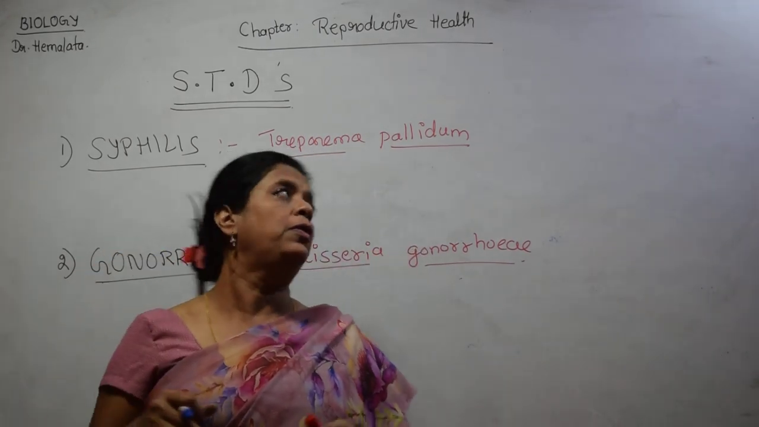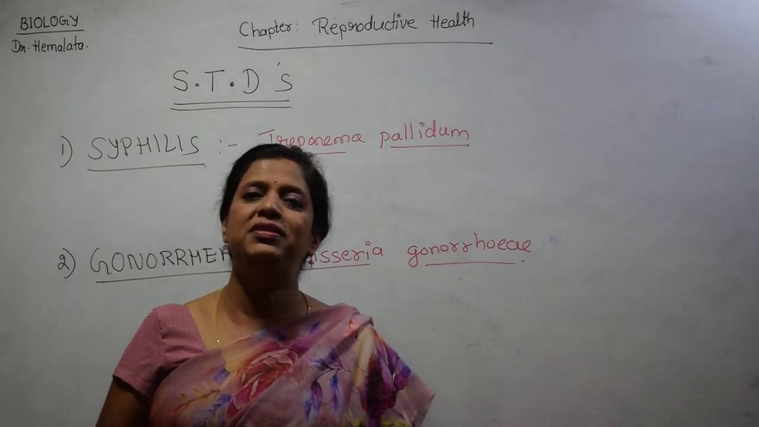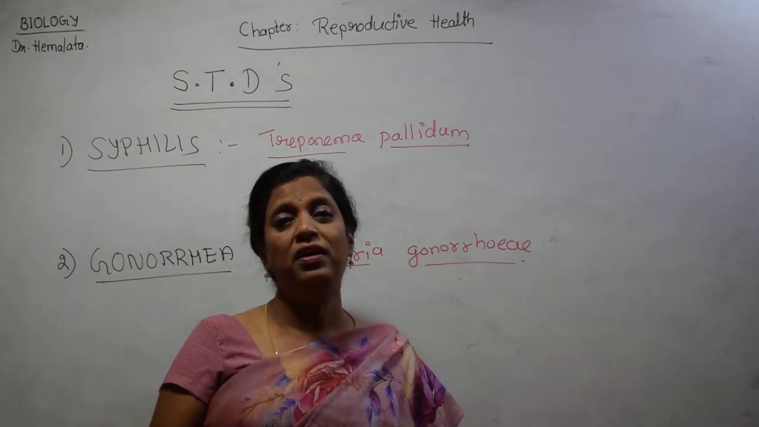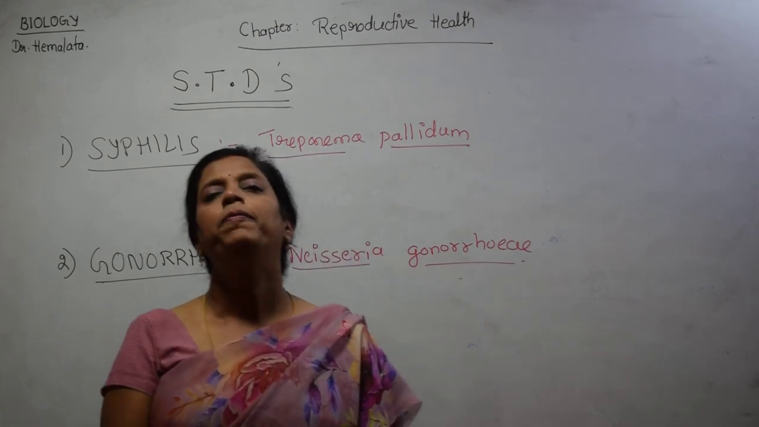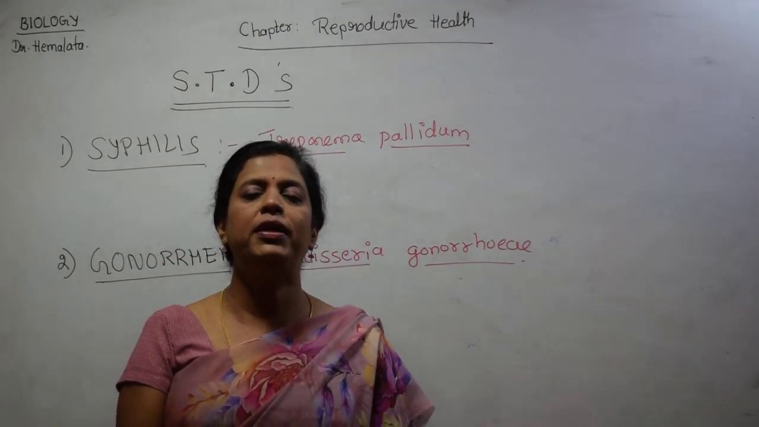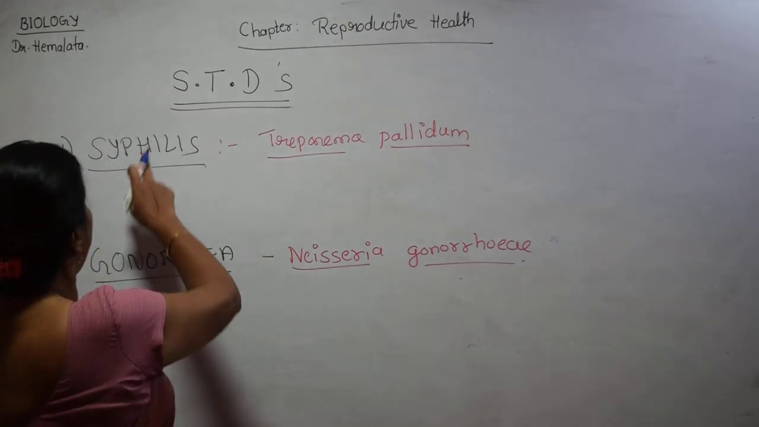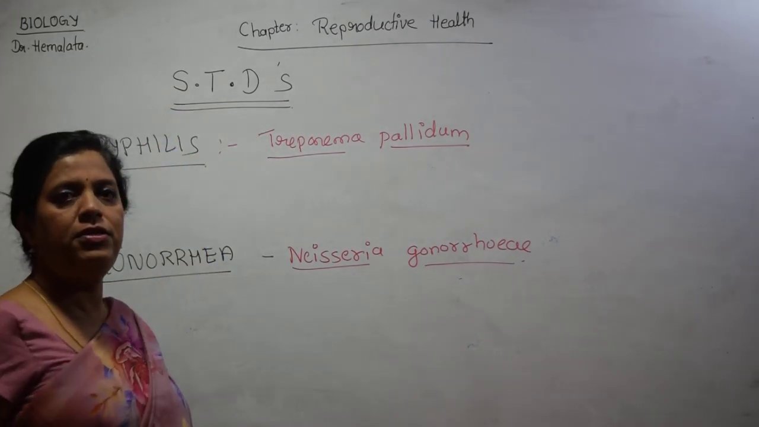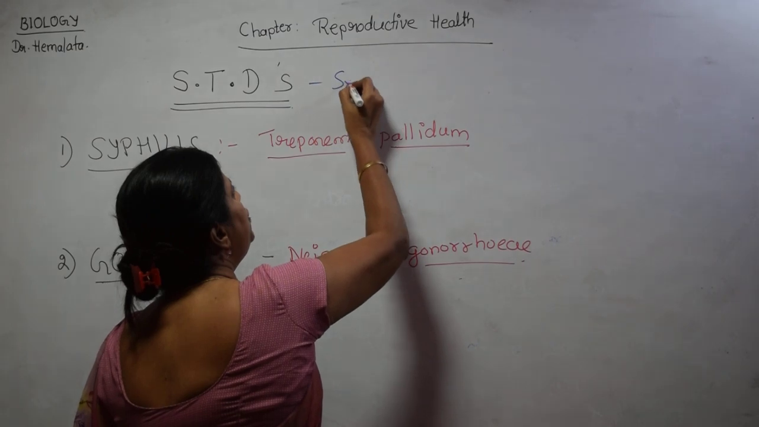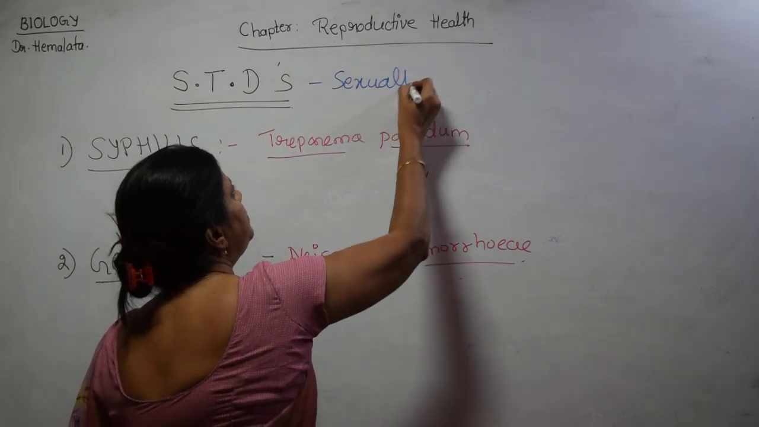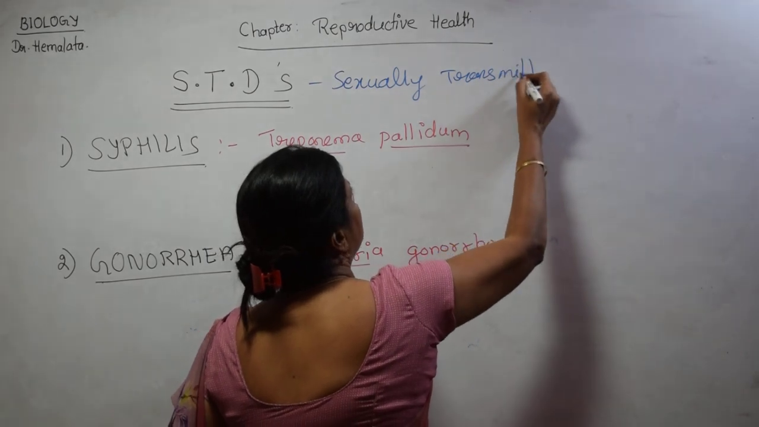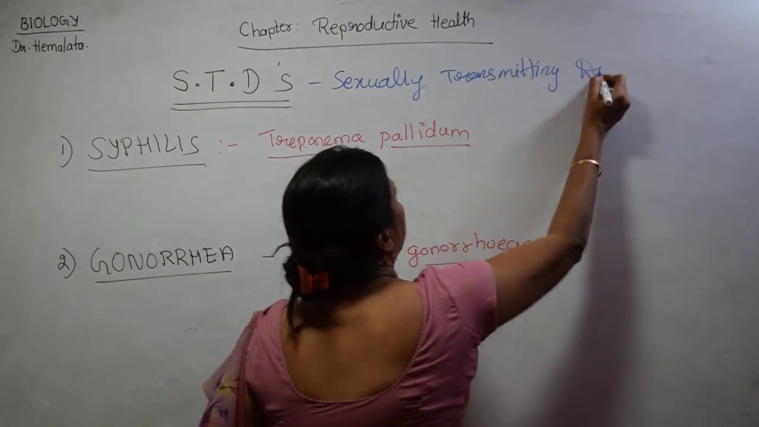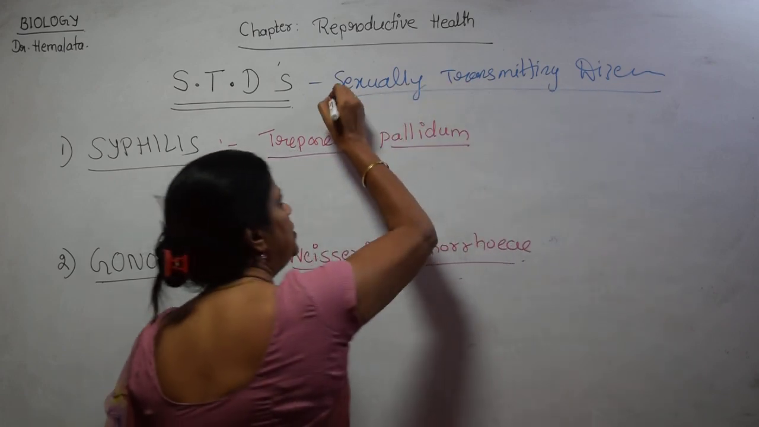So coming to this, I am going to talk about the diseases caused due to sexual intercourse with an infected person, right? They are called sexually transmitting diseases, or in short, STDs. STD is nothing but sexually transmitting diseases. Okay, so what are these diseases?